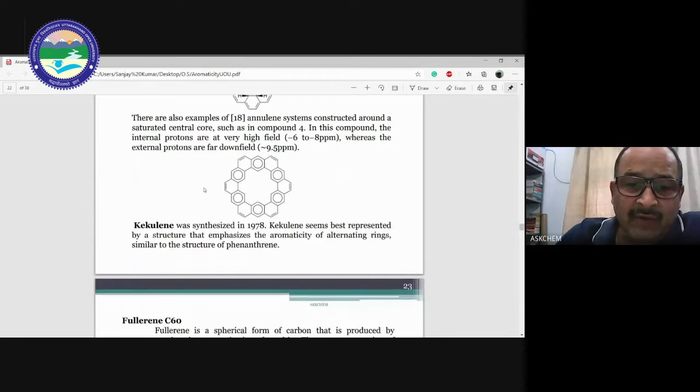Now the next compound is caecolin. Caecolin, jo caecule ka tha structure, that is caecolin. Caecolin seems best represented by a structure that emphasizes the aromaticity of alternating rings, similarly to the structure of phenanthrene. Now see, sare structure ko dekhiye theek se, to phenanthrene ka jo 9-10 position hai, phenanthrene is forming a loop.